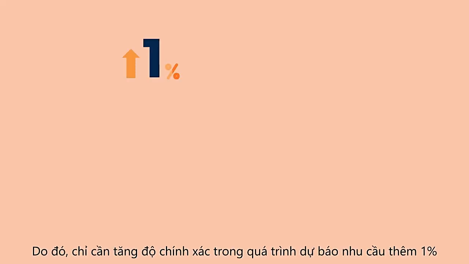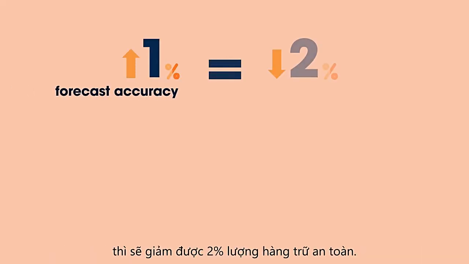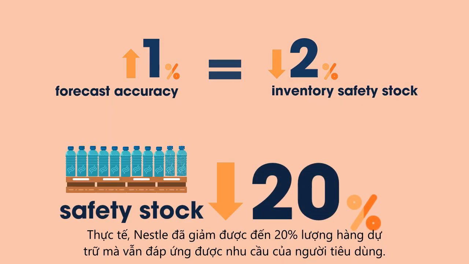A 1% improvement in forecast accuracy equals a 2% reduction in inventory safety stock. In fact, they reduced about 20% of their safety stock.